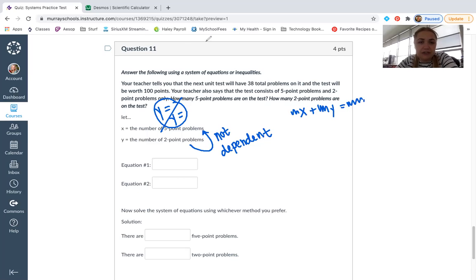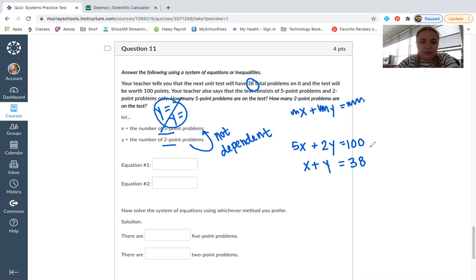Okay, so let's figure out what those something x and something y's are. We had 5-point problems and 2-point problems, and there were 100 points on the test. So if we're talking about the points on the test, 5 points per first problem plus 2 points for the second kind of problem, and that's going to equal 100 points total on the test. Now, sometimes once we get that, we think, where's the rest of it coming from? Well, we know there are 38 questions on the test, and they are made up of 5 and 2-point questions. So the second equation is actually pretty simple. You just say x plus y equals 38.